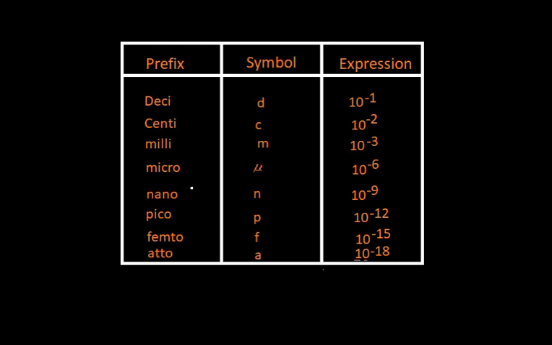Similarly, to express the small quantities, we use the following units. According to this table, the small units are deci, the symbol is d, expression is 10 raised to minus 1. Centi, c, 10 raised to minus 2. Milli, m, 10 raised to minus 3. Micro, mu, 10 raised to minus 6. Nano, n, 10 raised to minus 9. Pico, p, 10 raised to minus 12, femto, f, 10 raised to minus 15, atto, a, 10 raised to minus 18.